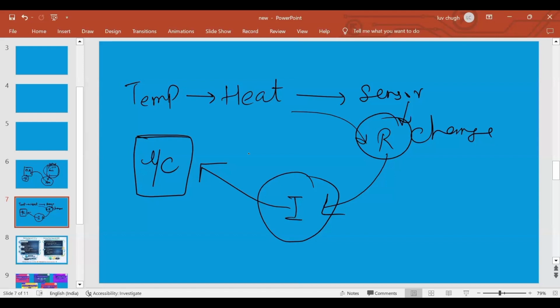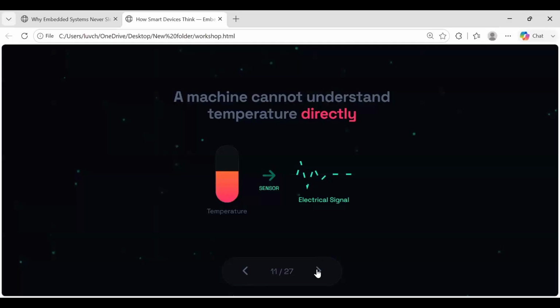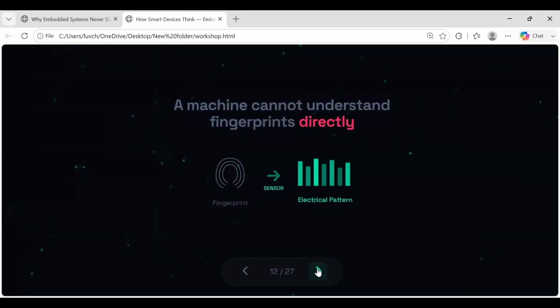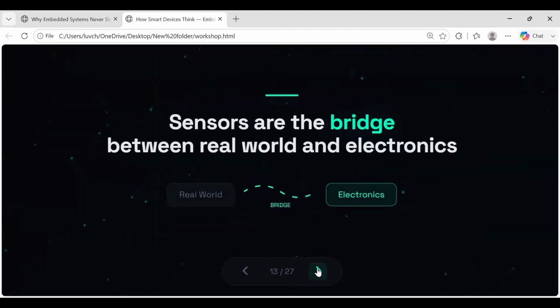Now the beautiful question that comes across is, how is current measured by the microcontroller? That will be discussed quickly in a few minutes. It is the same with your fingerprint sensor. The electrical pattern will be generated, right? Now you will be very clear that voltage and current are being converted by every sensor, right?